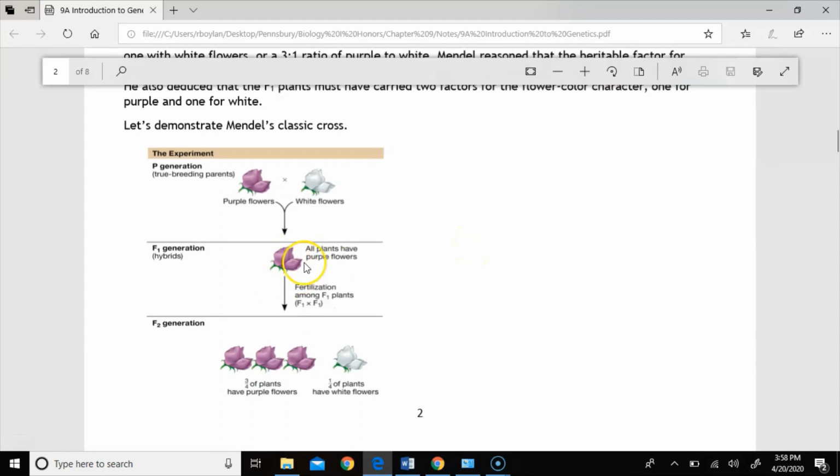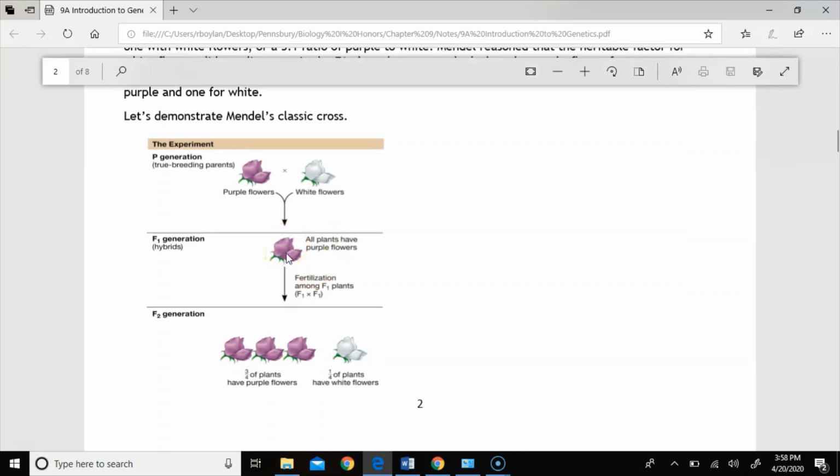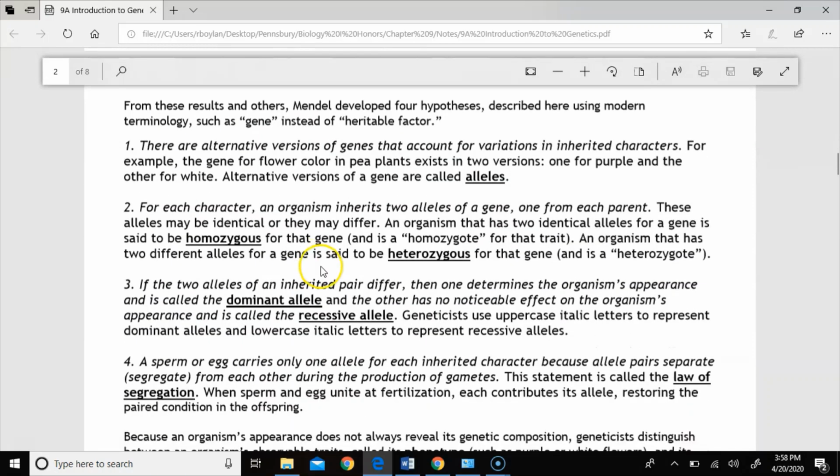If you're displaying heterozygosity, let's take a look up here again. That would be these people right here. Remember in our problem, we got big P, little p. That plant technically would be a heterozygote. That just means you have different copies of whatever that gene is, different alleles.